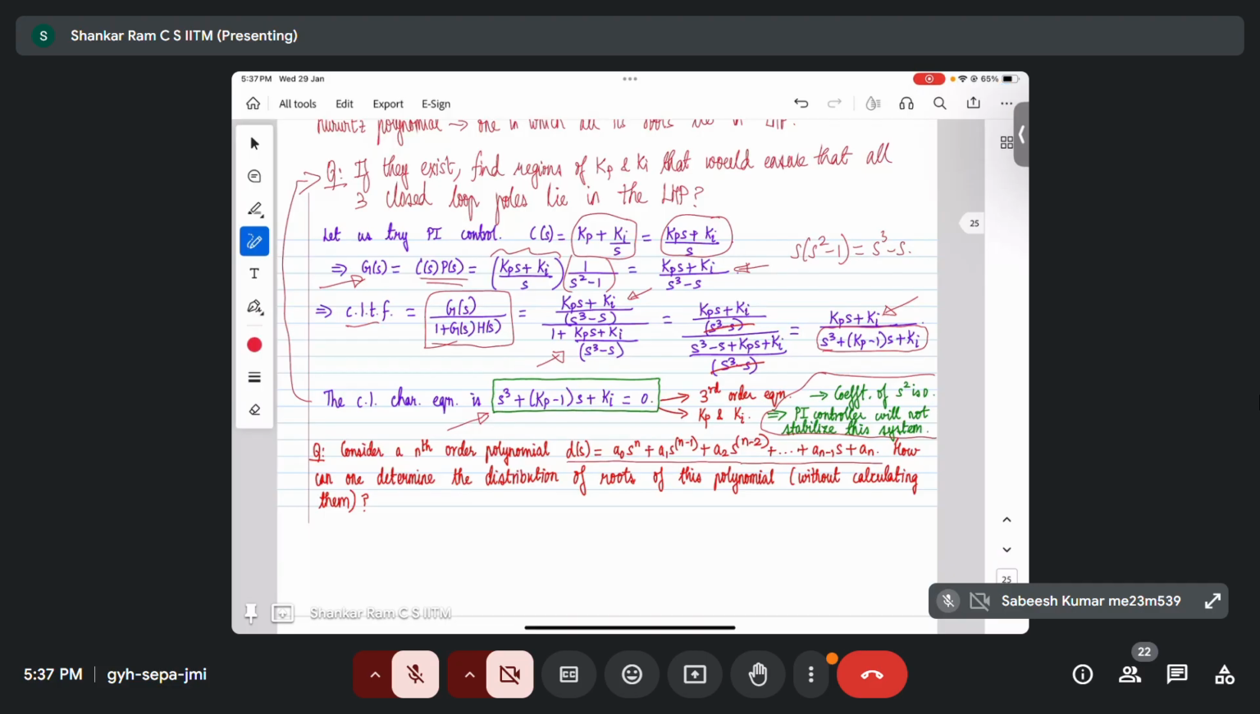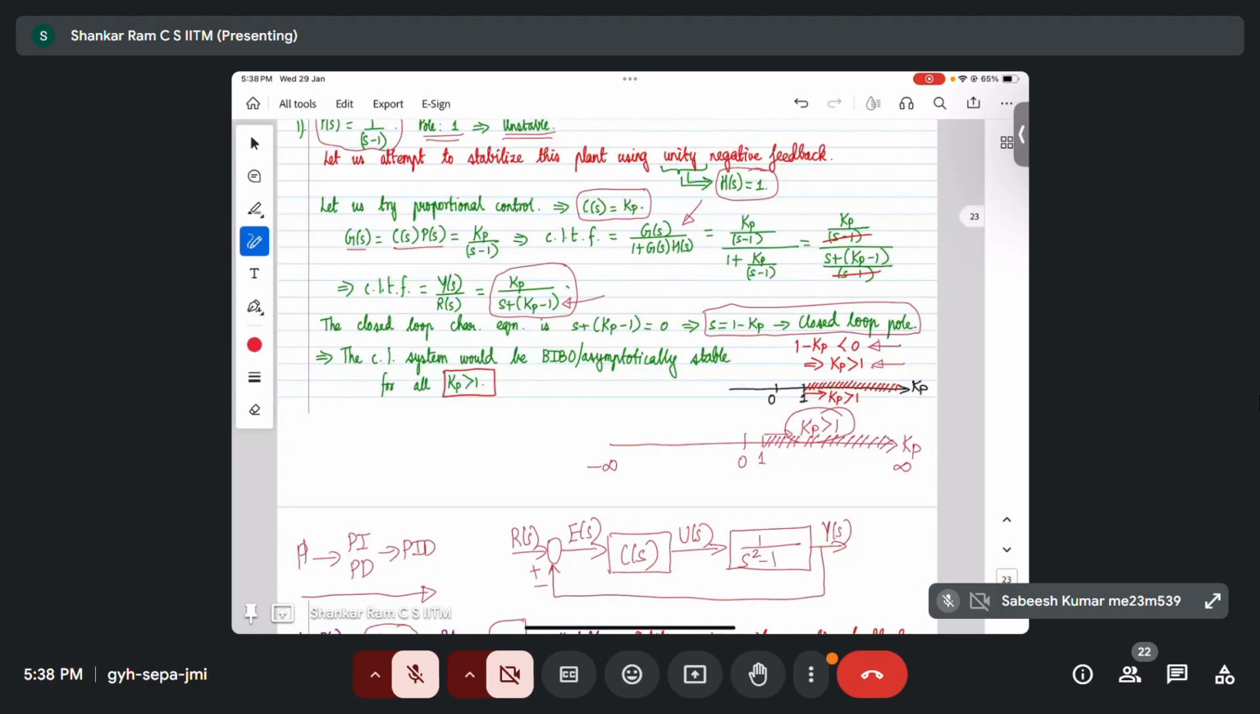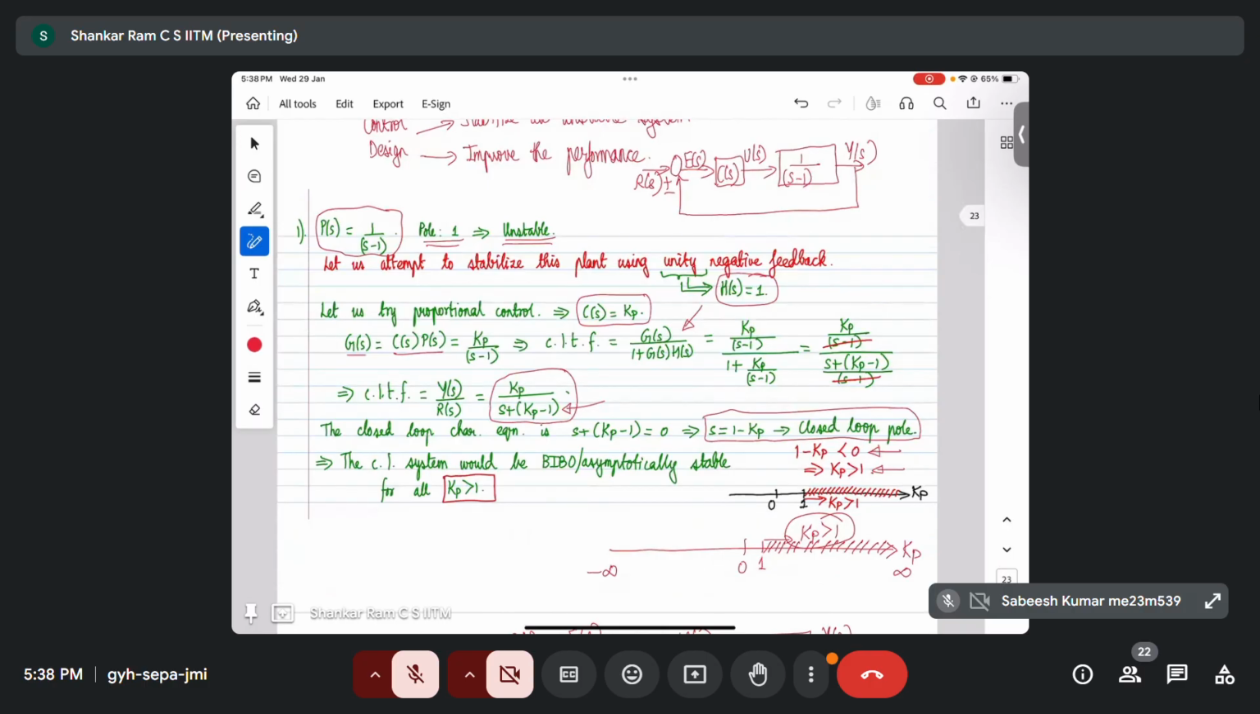Sir, I have a question. Sir, we have just seen one equation where the plant transfer function is 1 divided by S minus 1, right, sir? Yes. And we have tried to stabilize the system by using some proportional control, and we got some criteria that if KP is more than 1, the system will be stable, right, sir?